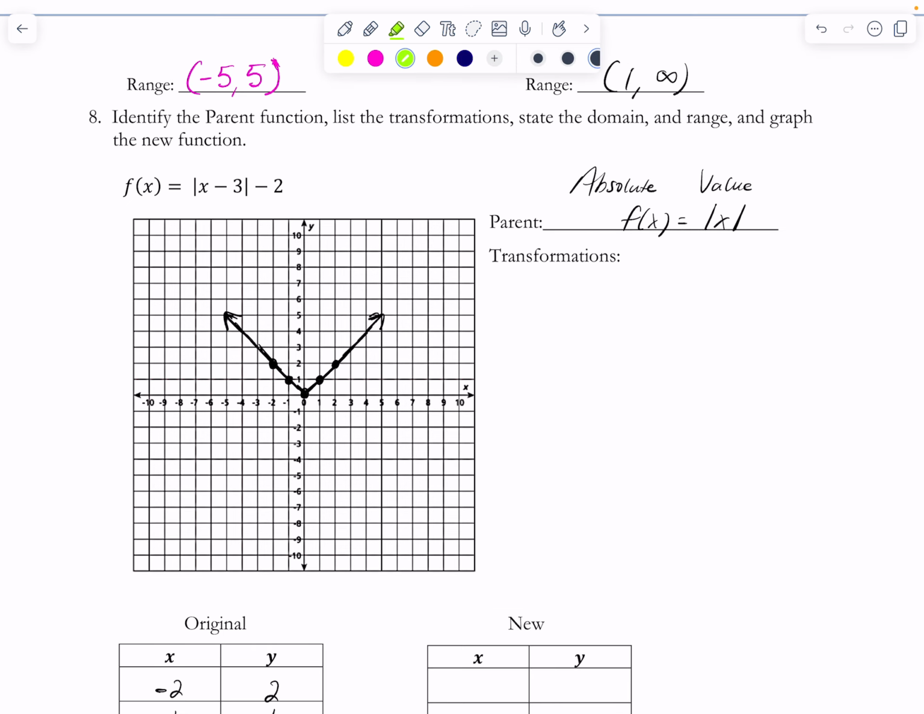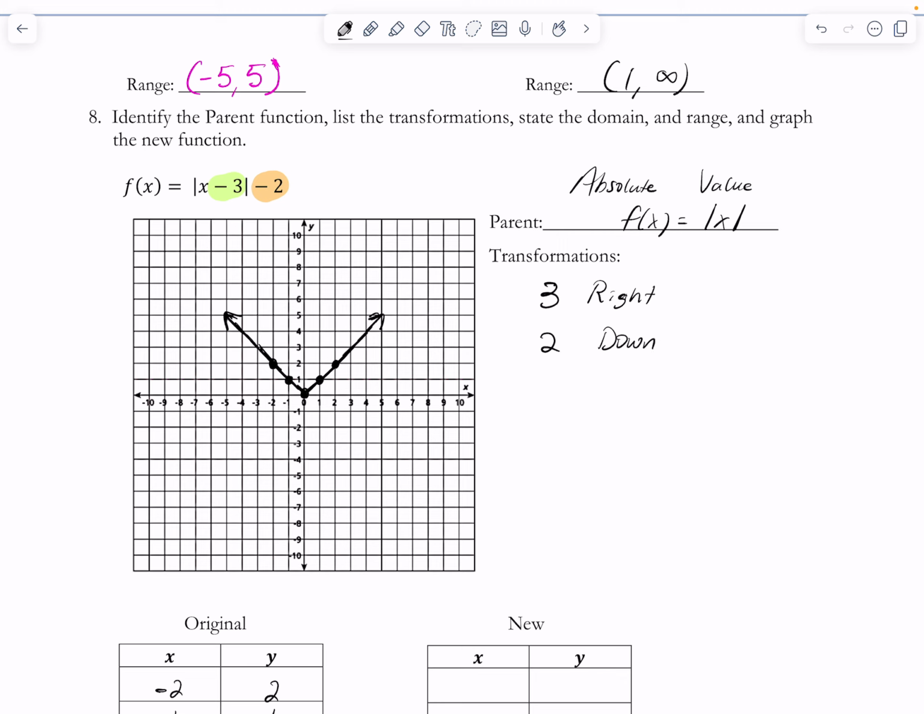I'm going to have a -3 inside, which is a horizontal shift, and a -2 on the outside, which is a vertical shift. So I'm going to write down 3 units to the right, thinking the opposite of -3 is +3. So that's 3 to the right, and then the -2 outside is going to be 2 units down.